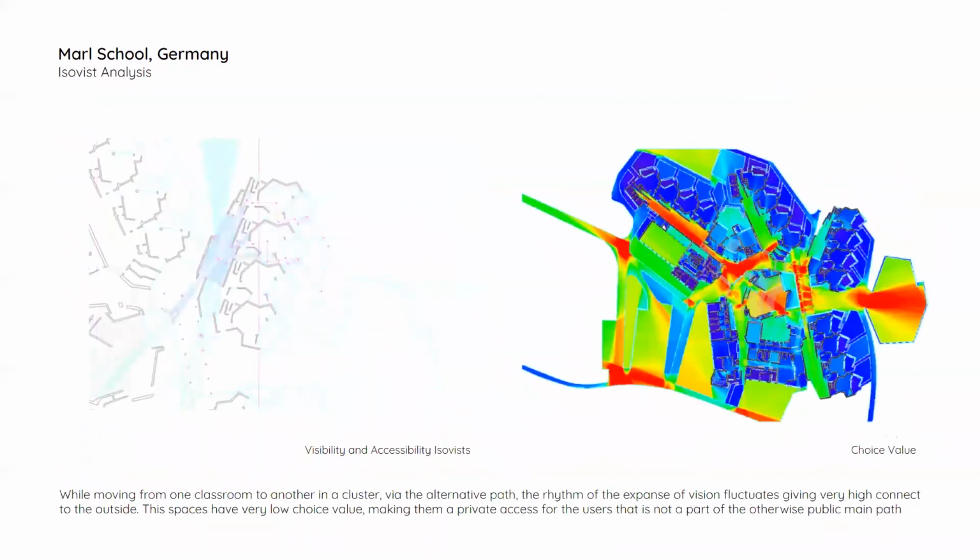The isovist analysis focuses on the paths directly connecting to the classrooms that have a lower choice value as compared to the main walkway. This is crucial as it gives the students a little privacy and separation from the common area.